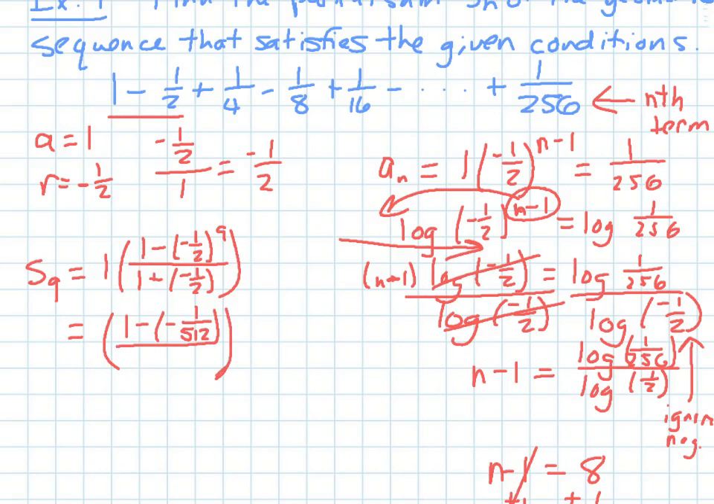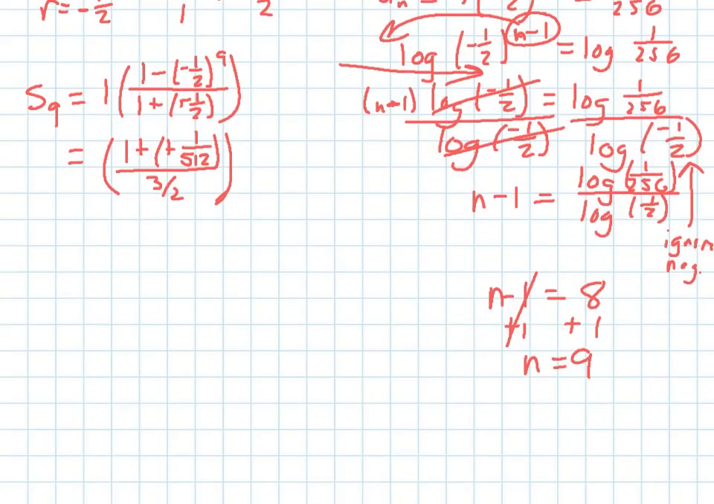And then at the bottom I can change the sign, so 1 plus 1/2 gets me 3/2. And then I can do the same thing for the top. So now 1 plus 1 over 512, I can make common denominators, so 1 is the same thing as 512 over 512. So 512 plus 1 would get me 513 over 512 divided by 3/2.